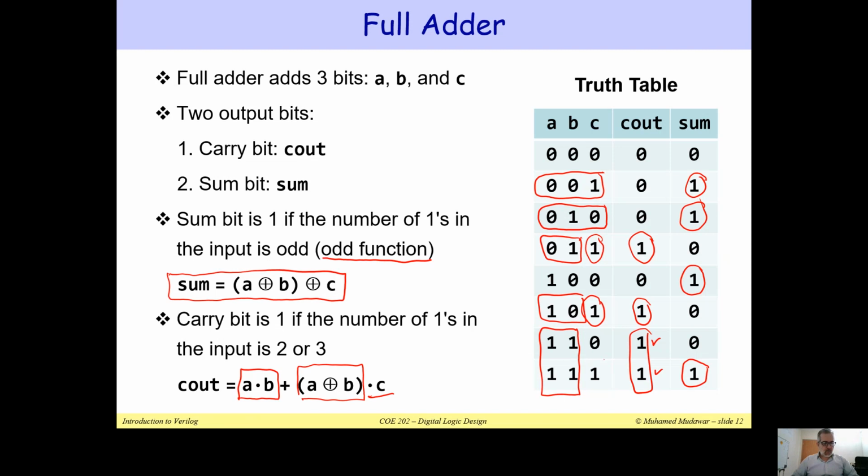Now, once we have these equations, all we have to do is draw the circuit diagram. Now that will be easy. And then after that, we can model this in Verilog. Now notice that A XOR B is used in sum and in C out. So I can use the same XOR gate for the sum and for the C out, and this way you can reduce the logic.